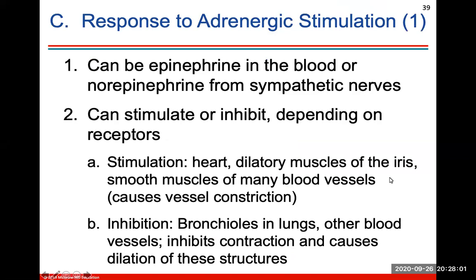The response to adrenergic stimulation can be epinephrine in the blood or norepinephrine. It could stimulate or inhibit depending on the receptors. So it'll stimulate your heart, and it'll stimulate your eye to dilate. It'll inhibit bronchioles in the lungs or other blood vessels. It'll inhibit contraction and cause dilation of those structures.